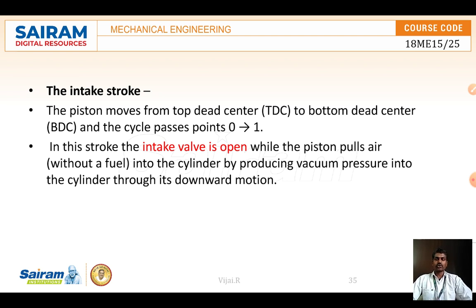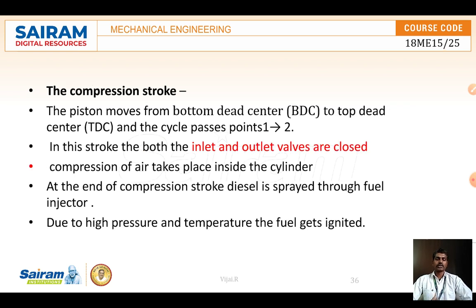And the second stroke we call the compression stroke. So how does compression happen? When the piston moves from bottom to top. That is, in the second half of the rotation of the crankshaft, the piston moves from bottom dead center to top dead center, and the cycle passes from 1 to 2.